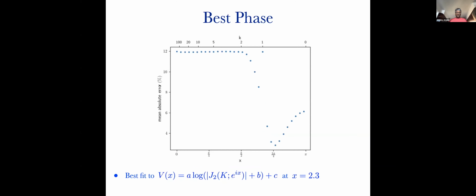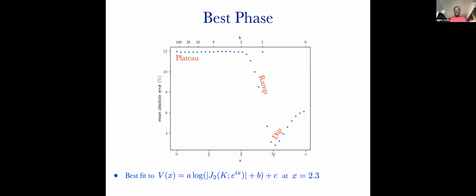So if we consider various different phases and we evaluate the Jones polynomial at these different phases, we can see where the error is smallest. It turns out the error is smallest at x equals 2.3, which is very close to 3 pi over 4 that we noticed using layer-wise relevance propagation. And the error follows the curve that the data points I've plotted trace out.